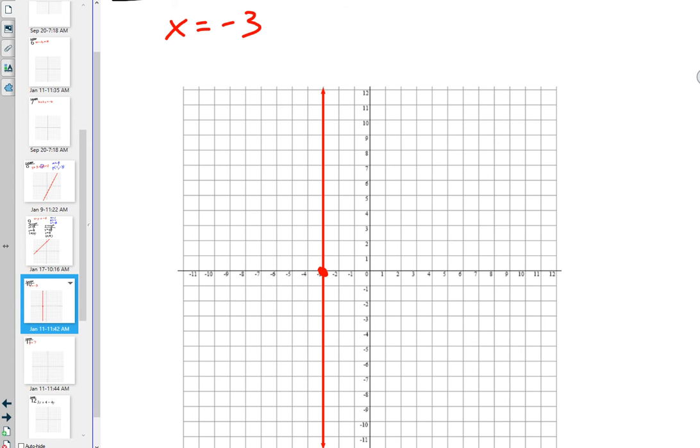If you have some vague recollection of last semester, when we did parabolas, you'll see this type of line again when we do axis of symmetry with parabolas.